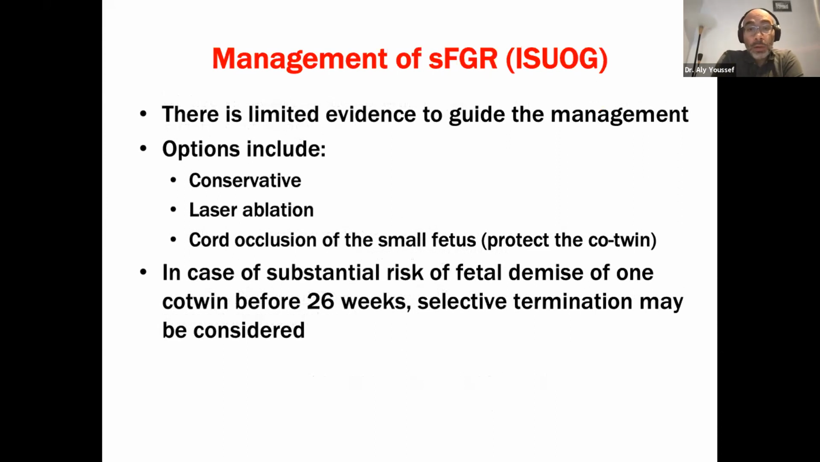How do we manage selective fetal growth restriction? Well, in case of monochorionic twins, the options include conservative management, laser ablation, or cord occlusion of the small fetus to protect the co-twin, and this is usually opted for if we have a very high risk of fetal demise before 26 weeks. Okay, so we have to decide whether to ablate the anastomosis between the 2 fetuses, or to occlude, so do a selective termination of the small fetus.